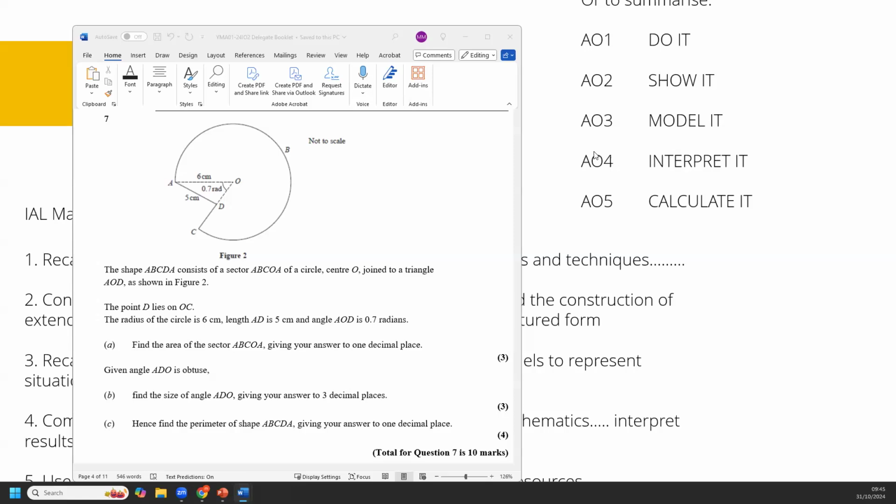Then looking at the last one, we see that hence, find the perimeter of the shape, giving your answer to 1 decimal place.